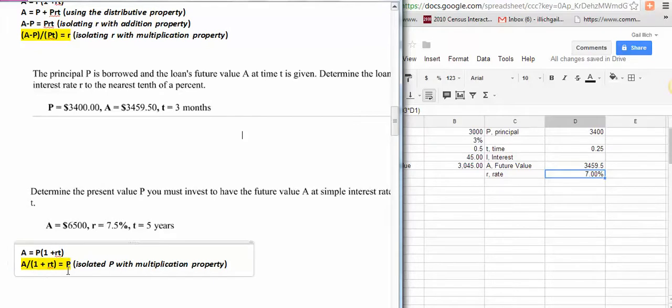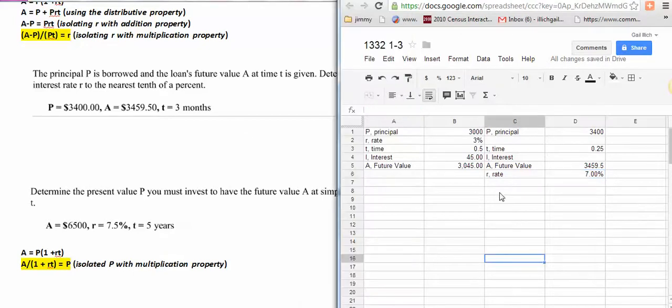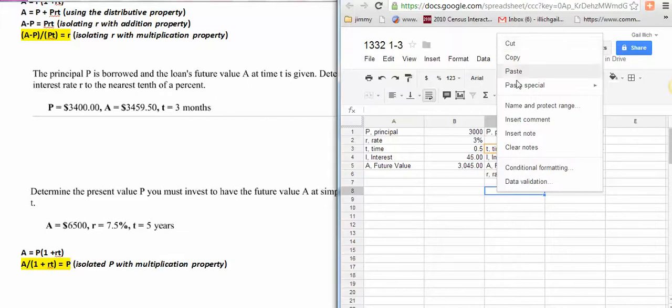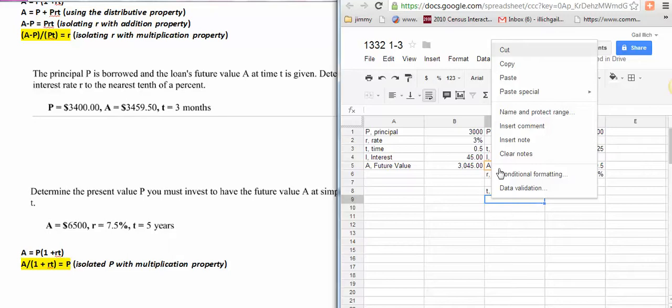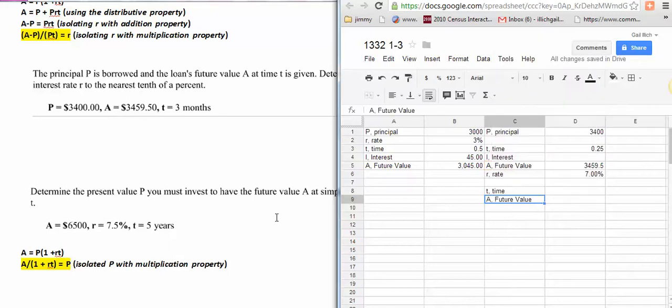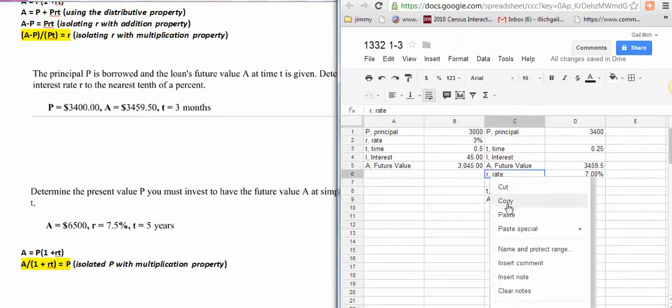So if we're looking for the principal, and we know the future value A and the rate and the time, how do we work that problem? Okay, so I can just come in here. This is the third formula. We know A, R, and T, so I'm going to grab this, copy, and paste it right here. The time, copy, and I'm going to paste the future value we're given and the rate we're given. I'm just copying this so I don't have to type it again, just being snazzy.